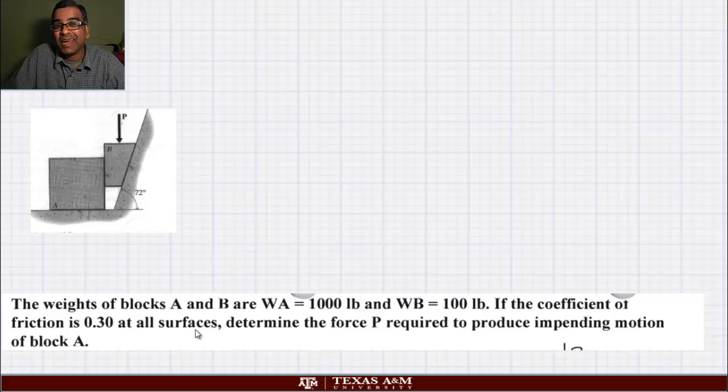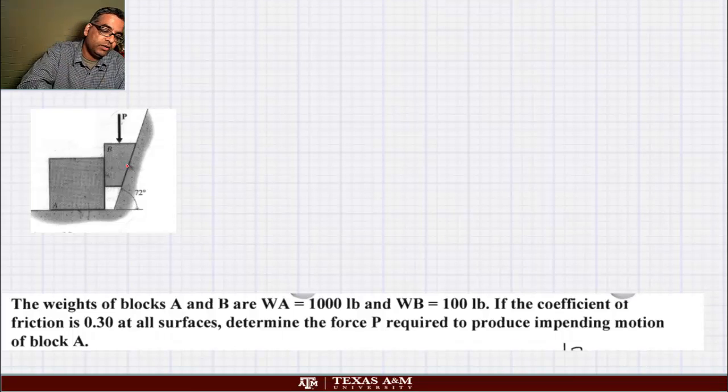Today we are going to look at another example of friction, and in this case it's a more complicated problem. You have two blocks A and B which are wedged together and a force P is being applied. The weights of blocks A and B are 1000 pounds and 100 pounds. So this is 1000 pounds, that's the 100 pounds. If the coefficient of friction is 0.3, there are three surfaces, 1, 2, 3. There are three surfaces and the coefficient of friction is 0.3.